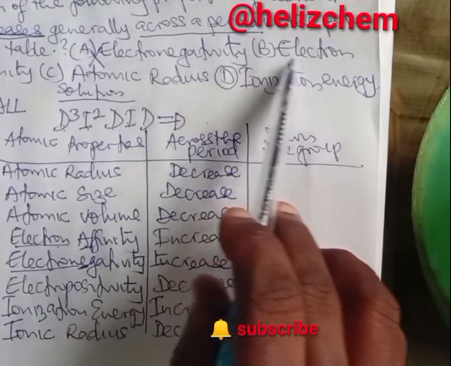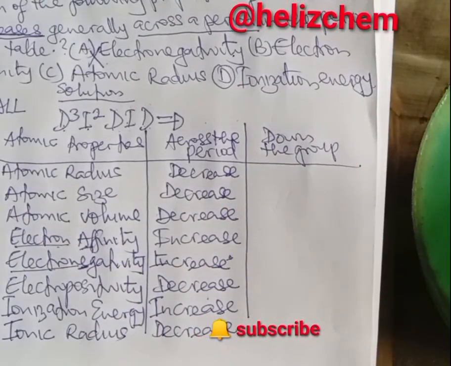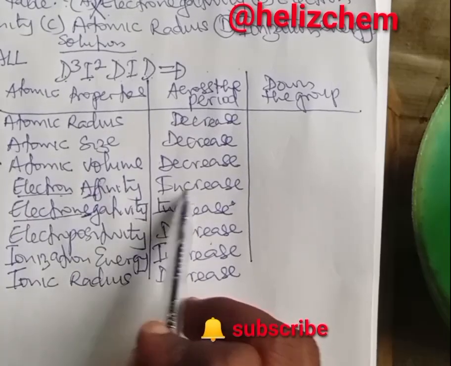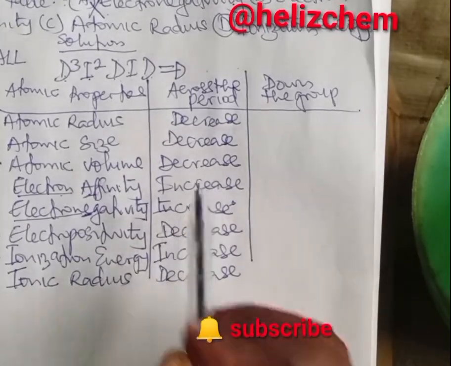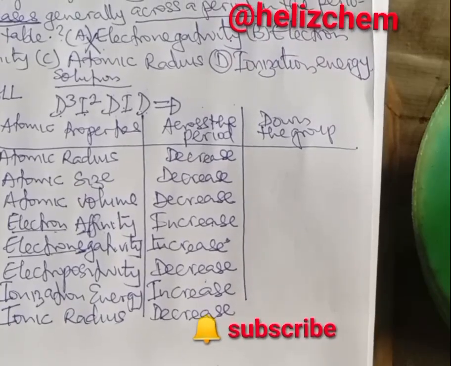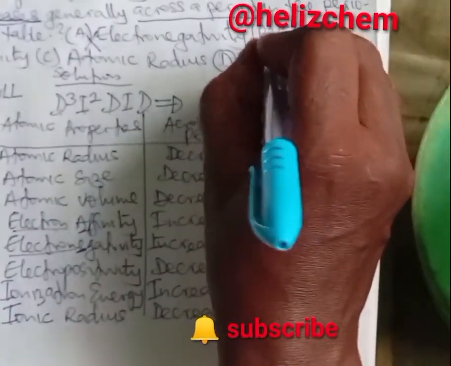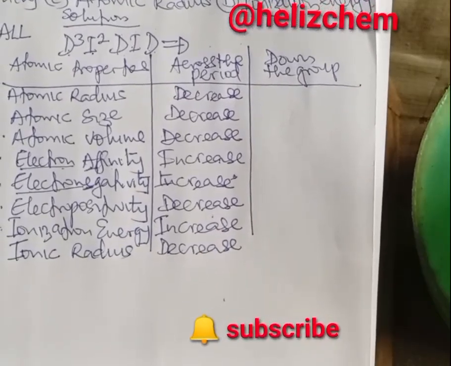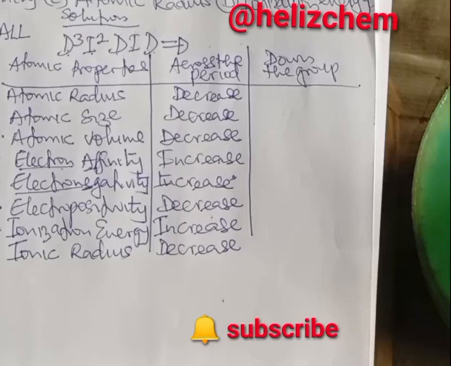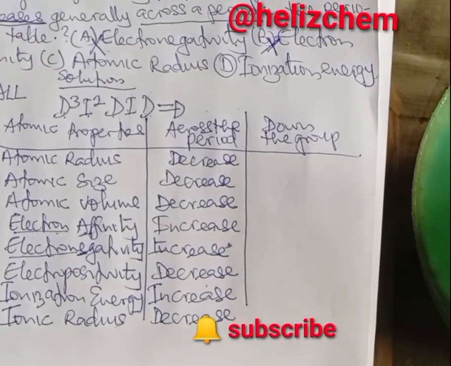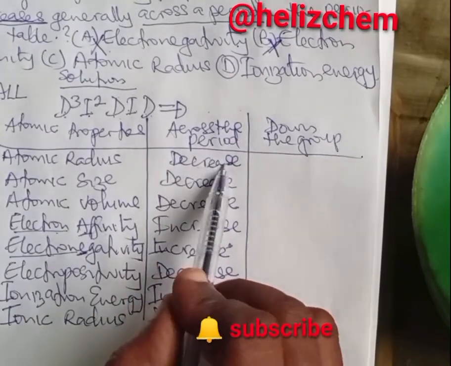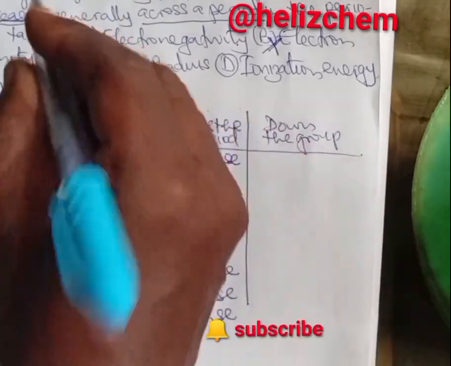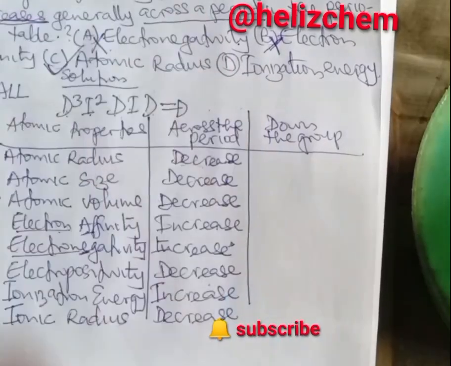Then option B, electron affinity. Let's look at electron affinity. Electron affinity increases across the period. That means that option B also is not correct. Option C is atomic radius. Let's check atomic radius. Atomic radius, which is number 1 here, it decreases. So we can see that this is the correct option. It decreases across the period.